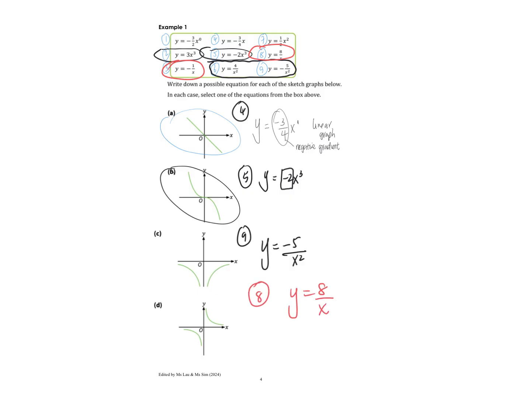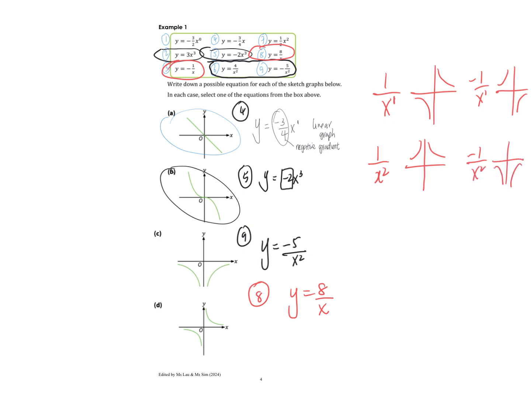So you all must know how to memorize the shapes. When it's 1 over x to the power 1, it is like this. When it's negative 1 over x to the power 1, it is the other side. When it's 1 over x squared, both are on top. When it's negative 1 over x squared, both below. So go and memorize these shapes. When it's x cubed, positive, it's like this. Negative, the other side. Okay?